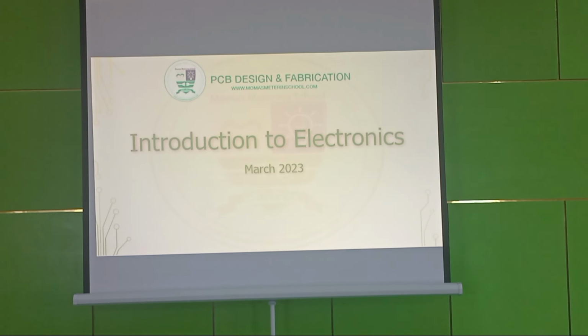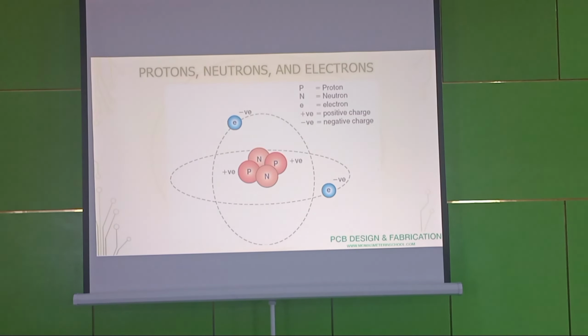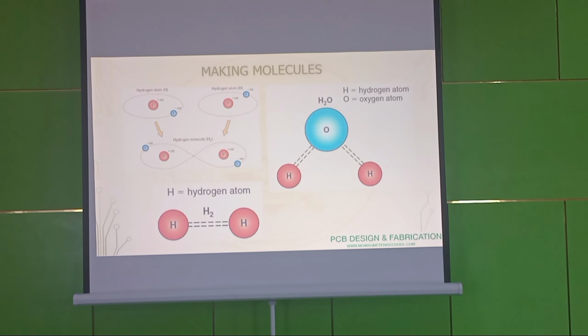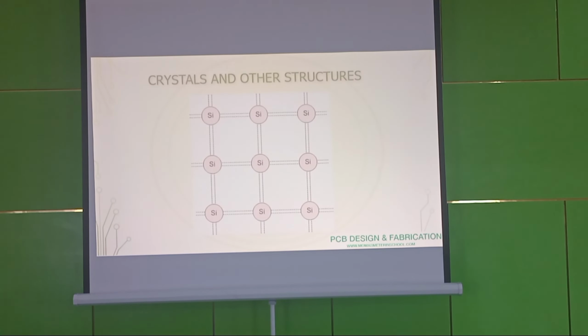And the origin of that is from the atom. We have protons, neutrons, and electrons. Making from that, we have molecules. Then we have the crystal structure, especially when it comes to silicon. And silicon is very important, whereby they use it to make ICs, which are chips, integrated circuits.